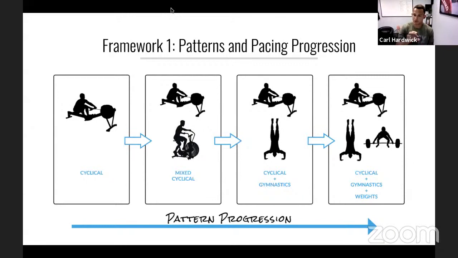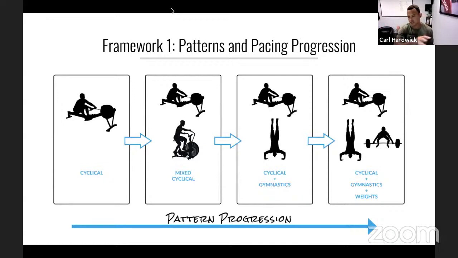We want people to be able to do those things effectively before we make the decision to put them in a metabolic conditioning scenario. I think an easy one for everyone to understand is someone can't do an air squat effectively at a slow tempo in an assessment atmosphere. Would you put that inside of a cyclical plus gymnastics piece? No, that just sounds dumb, right? They can't even perform the movement.